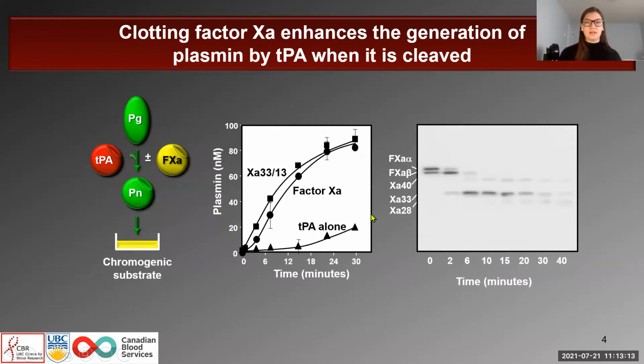On the right-hand side here, we're looking at clotting factor 10A and its fragmentation process. From 10A alpha, we get 10A beta, which has an additional C-terminal lysine. And then in as little as 2 minutes, we can see the generation of 10A33, which has a second C-terminal lysine. If you'll recall, those C-terminal lysines make factor 10 even more attractive for plasminogen binding, and it makes factor 10A a localized TPA accelerator. So if you can see where we're going with this, factor 10A holds incredible promise as a thrombolytic agent. Next slide.